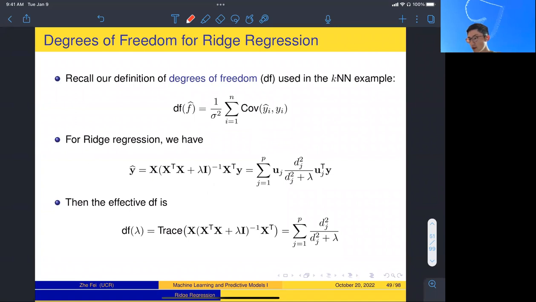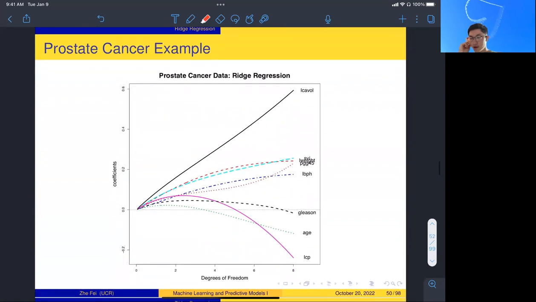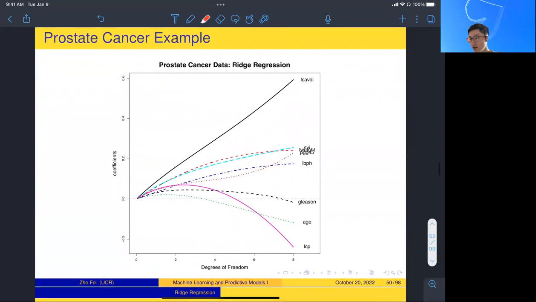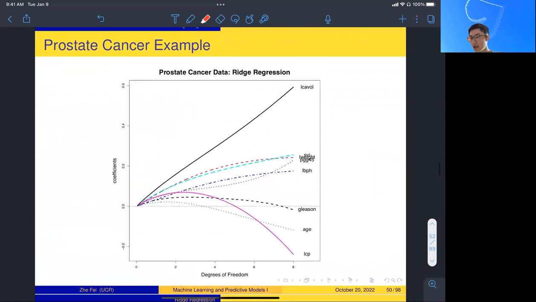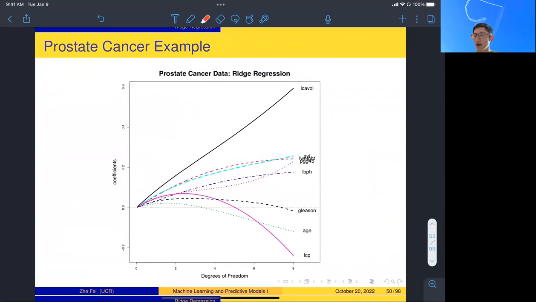Yeah, so this formula, you do not need to memorize it, but essentially it shows you that for lambda equal to 0, you get degrees of freedom equal to p. And as lambda becomes larger, you get smaller and smaller degrees of freedom for ridge. Okay, so that's the takeaway for degrees of freedom. And this is an example we have seen. And one last unsolved problem is that we need to choose lambda.